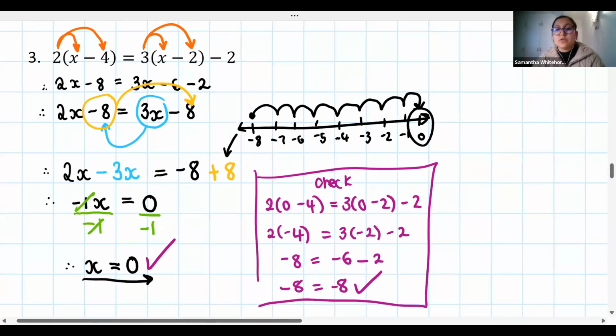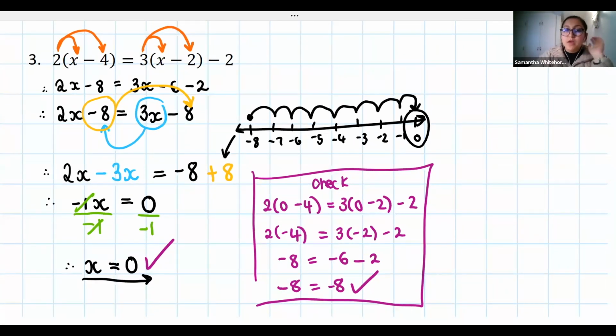So x is equal to 0. Right, so my answer here is correct. I've done my check. I've shown that. And we have solved for x.